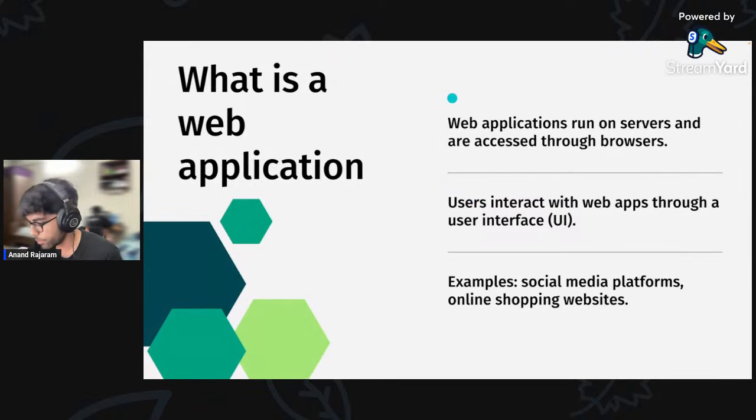So, first of all, we need to go way back and kind of understand what a web application is. I'm pretty sure you guys have used stuff like Amazon, Flipkart, Instagram. All these are basically web applications. These are run on servers and accessed through browsers. You usually open YouTube or anything like that. You're watching the stream right now live on YouTube. That is a web application. So users can interact with these web apps through a user interface or UI. And examples are just what I told you right now.